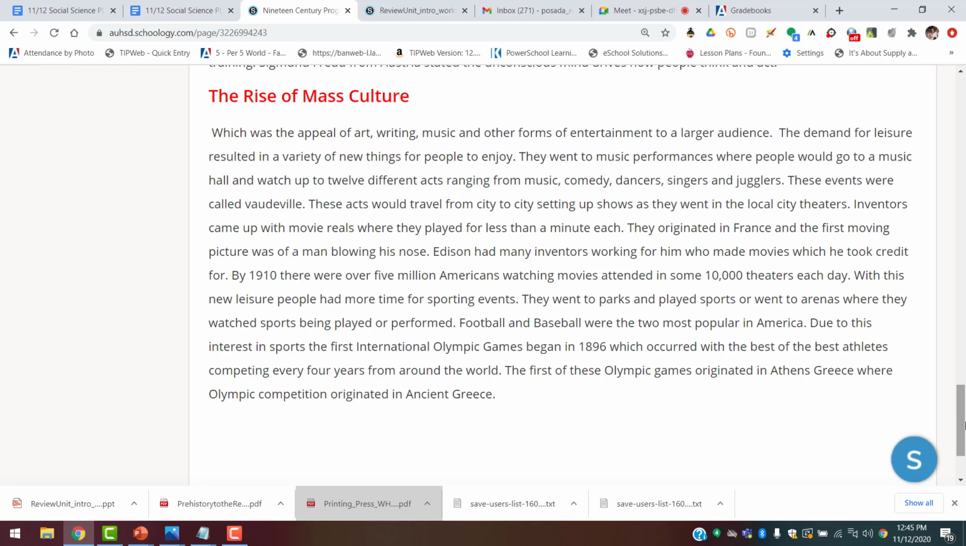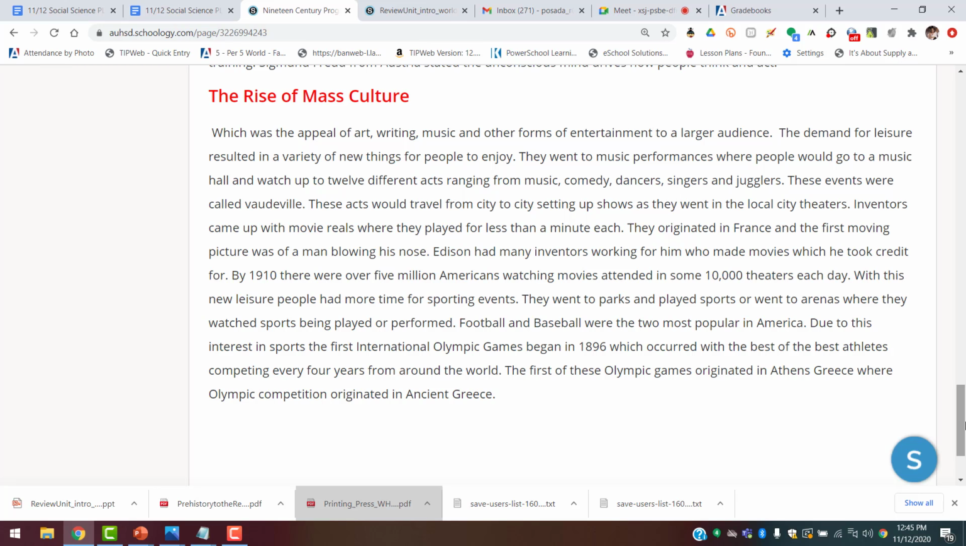Edison had many inventors working for him who made movies which he took credit for. By 1910, there were over 5 million Americans watching movies, attending some 10,000 theaters each day. With this new leisure, people had more time for sporting events. They went to parks and played sports, or they went to arenas where they watched sports being played or performed.